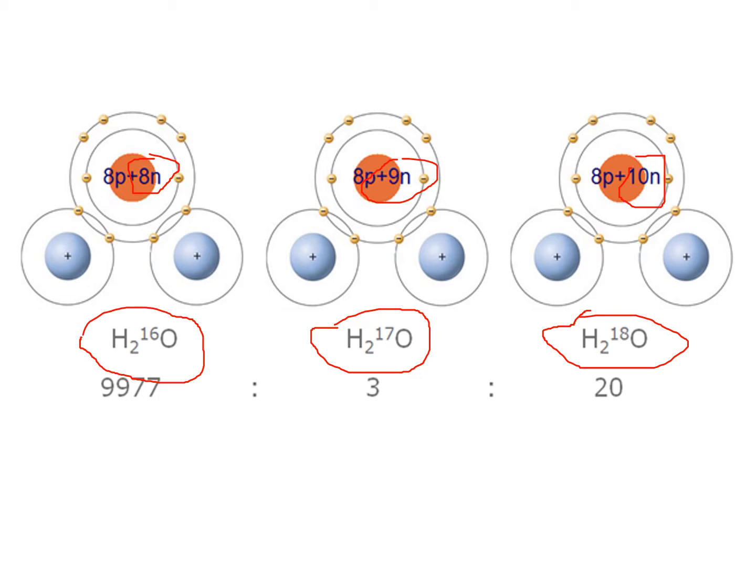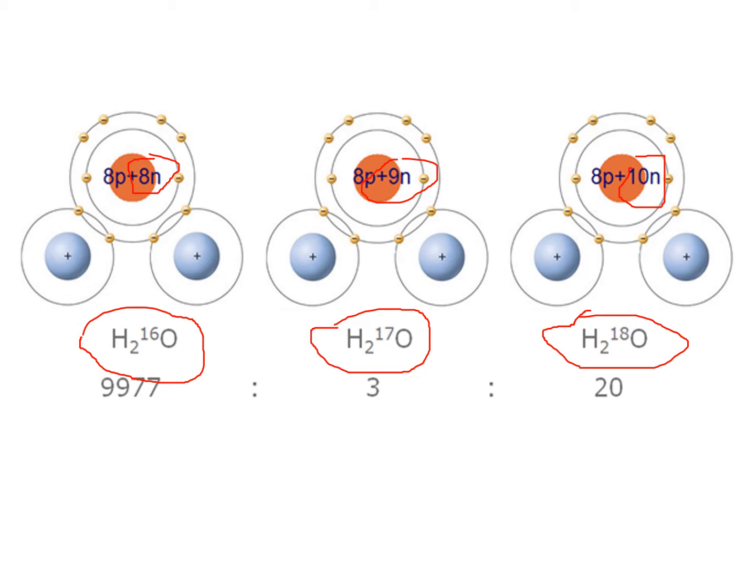The numbers at the bottom are the relative abundances of these different isotopes. So it's out of 10,000 water molecules. If you've got a drinking water bottle in front of you, or you can imagine a glass or a cup of water, there's going to be many, many molecules of water in that glass or that container. For every 10,000, 9,977 will be the lightest molecule, H2 16O, and only 20 out of that 10,000 will be the heaviest molecule.